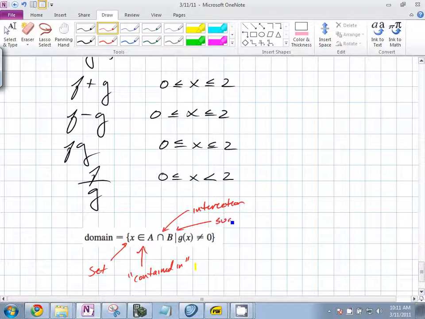So can you read that? The domain is the set of numbers x contained in the intersection of the sets A and B, such that g of x does not equal 0. That's very common math. You mean such that means just and? Technically speaking, you could say and, but it's clear if you say such that. Another way to say that, I'll write that down: and g of x does not equal 0. Yep. So like my favorite colors, all the colors such that none of them are purple. It's another way to say it, okay?